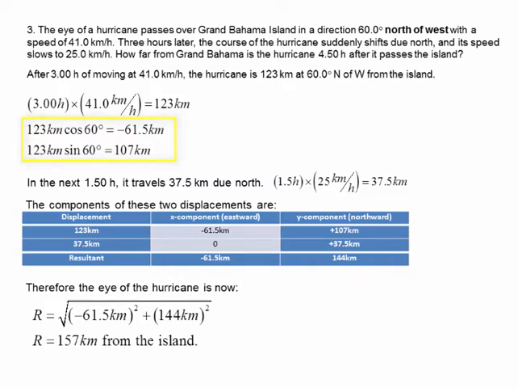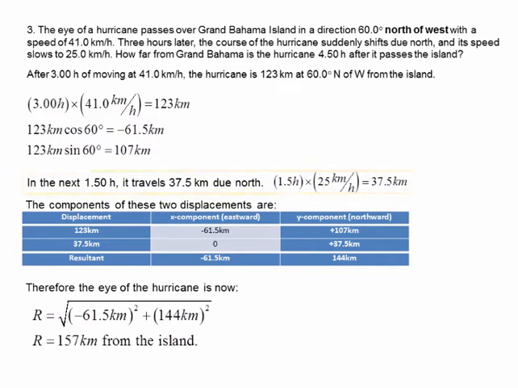Now, for the last hour and a half of the 4.5-hour period that they've asked us to look at, we need to determine the distance based on the rate of 25 kilometers per hour that the hurricane has slowed down to. So for an hour and a half at 25 kilometers per hour, we end up with 37.5 kilometers of distance during that last 1.5 hours.